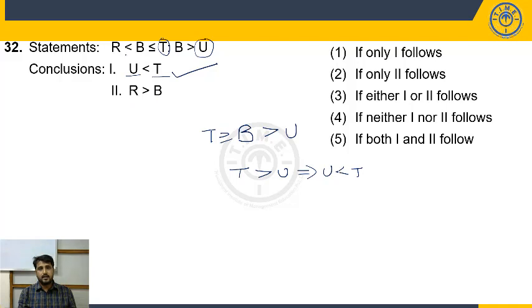Next, R greater than B. It is already given R less than B. And the second conclusion is R greater than B. So it does not follow.